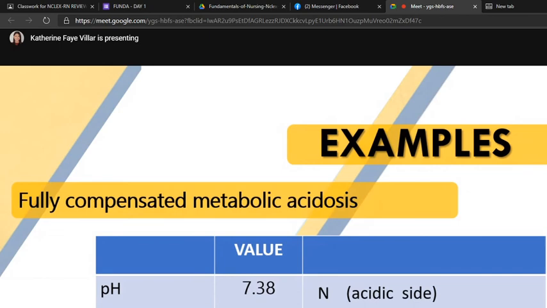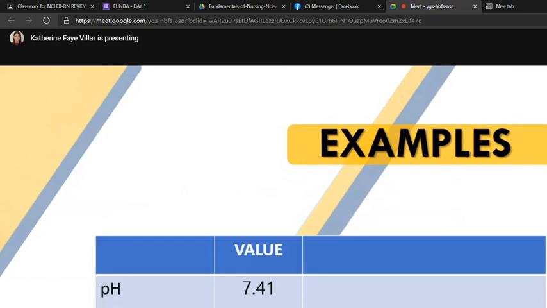Ano ba kasi yung meaning ng compensation na yan? Actually, the compensation is the body's attempt at correcting an imbalance. Gagawa ng compensatory mechanism para ma-correct yung imbalance dito sa case na 'to. So, last example, may isa pa ata dito.